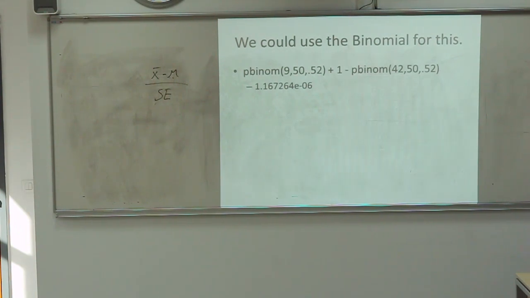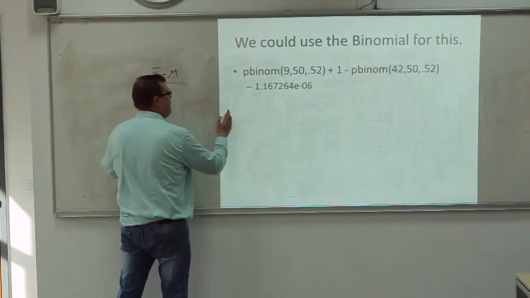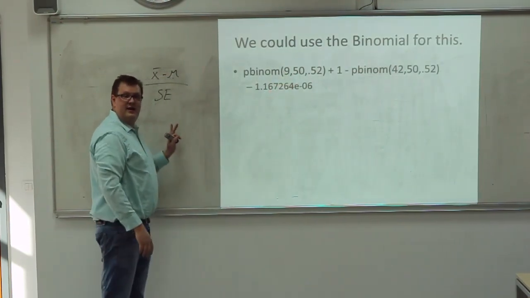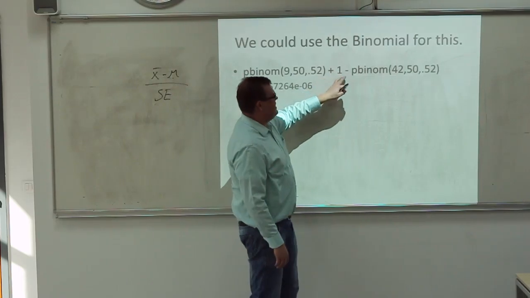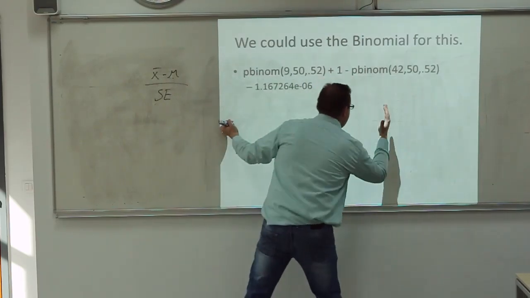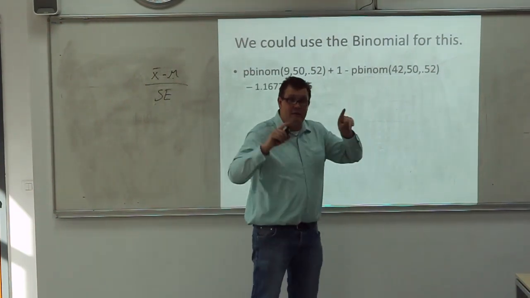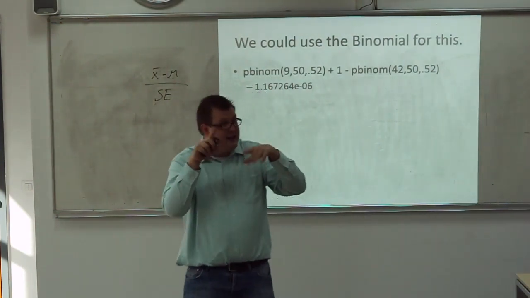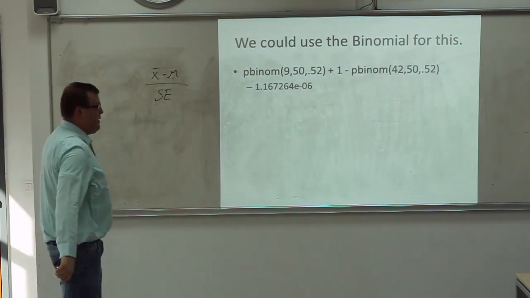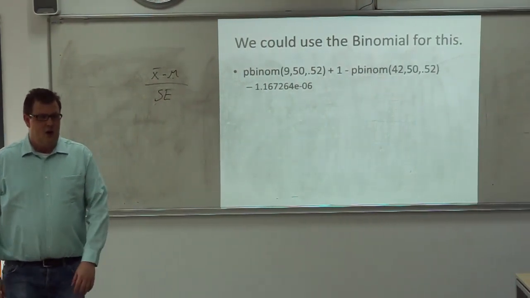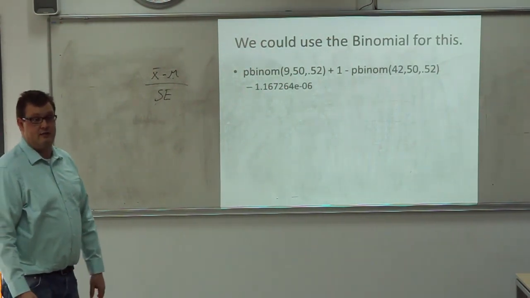Yeah, sure. We can use binomial for this. Absolutely. So you just do p-binom. The probability of 0, 1, 2, 3, 4, 5, 6, 7, 8, 9, right? Of 9 or fewer students, plus 1 minus the probability of getting 42 or fewer students, right? Remember, we had to do some funny adding. You can go back to those lectures if you want. Anyway, here's the probability. It's pretty small. We would reject the null hypothesis.